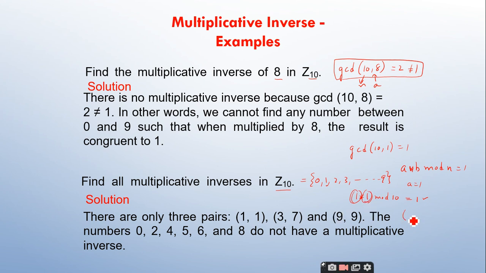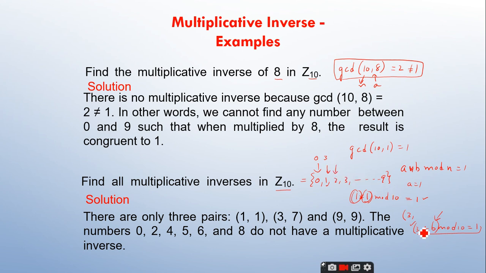For example, if I want to find the multiplicative inverse of 3, what should I do? 3 into b mod 10 is equal to 1. This is the relation that should be satisfied, so you need to identify a number b such that this relation is satisfied. Let us take 3 into 0 mod 10. What is the value? It is 0. Take the next number, 3 into 1 mod 10, 3 mod 10. What is the value? It is 3.